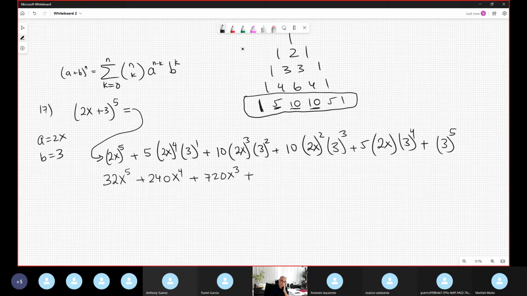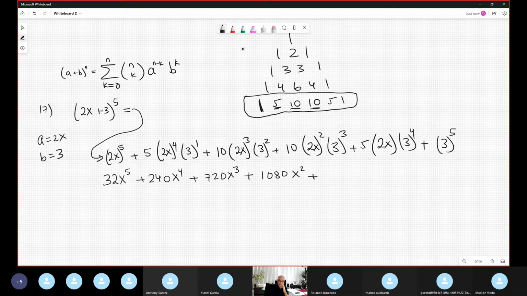Plus, you say when you don't understand something, guys. And this is 2 to the 2nd power, which is 4. This is 3 to the 3rd power, which is 27, and 27 times 4 times 10 is 1080. X to the 2nd power, take the power of the x.